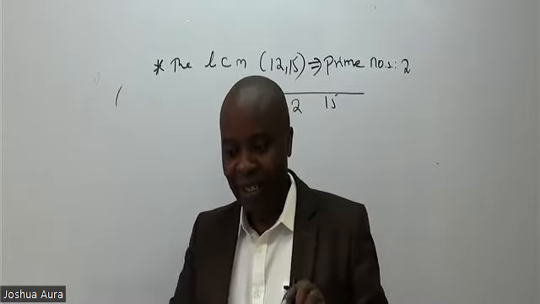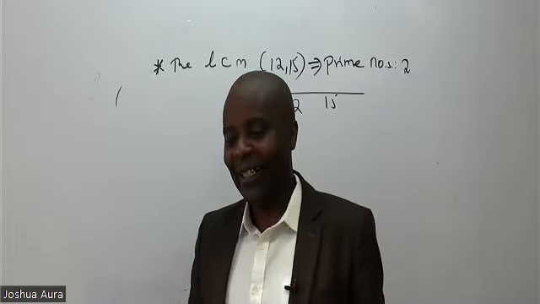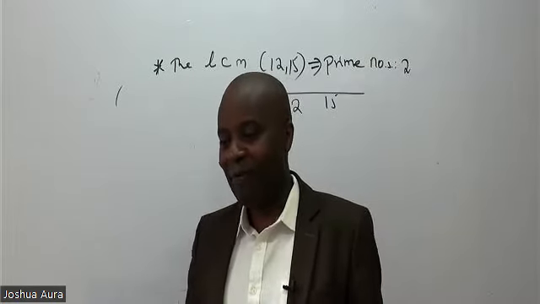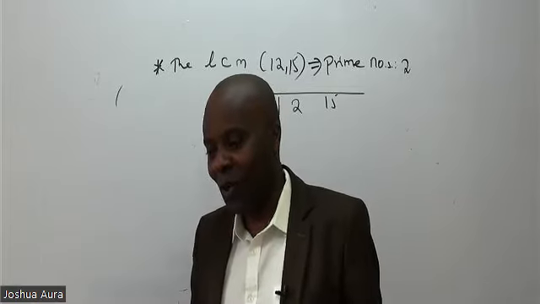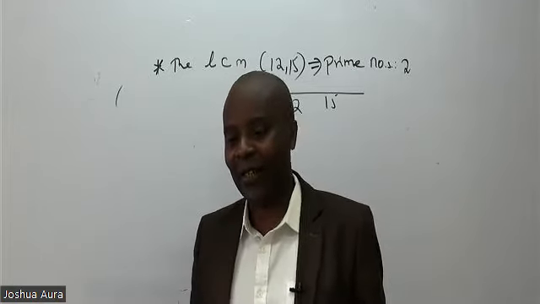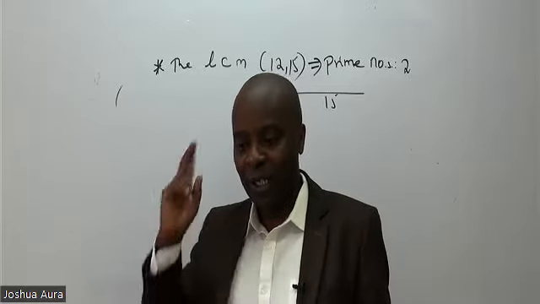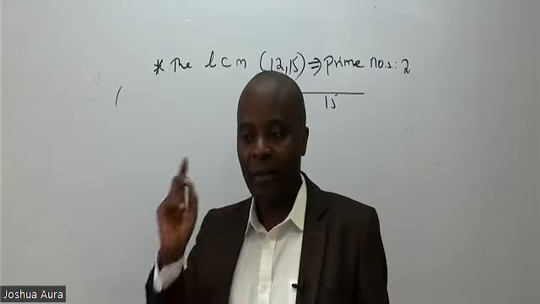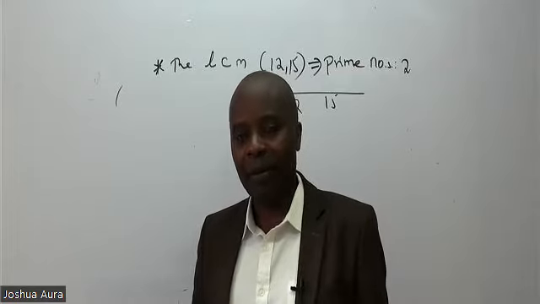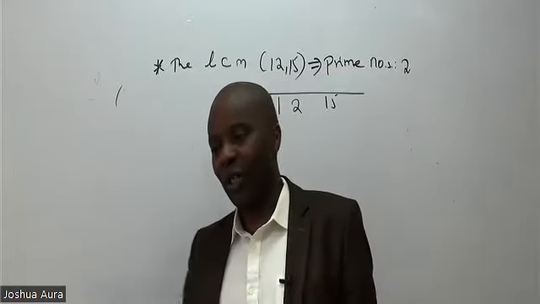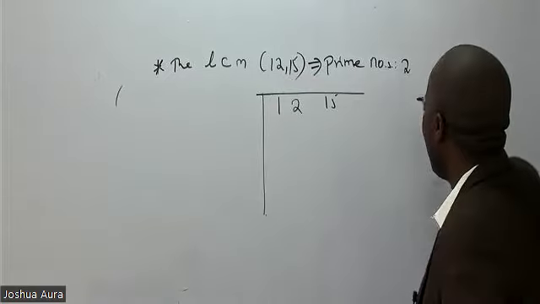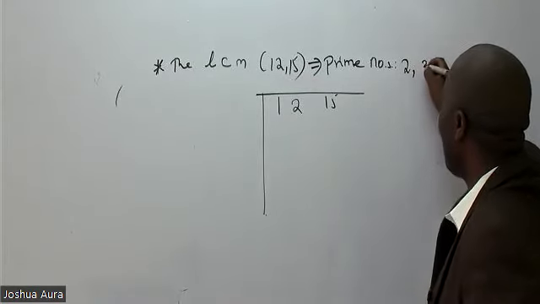Somebody go to the chat section and type there. I hope you are able to see the chat section. If you're not able to see the chat section, your parents can assist you. So after 2, the smallest prime number, the next is 3. You guys are correct. Thank you so much.